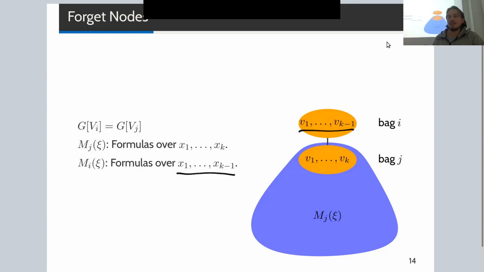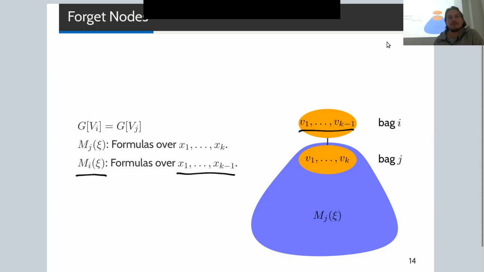Because the formulas don't have to use the variables. So the variables can officially be part of the input, but don't need to be used. So we also have the truth values on these formulas where the variable is not used. So this gives us the records for the bag that is one smaller. Any questions about this operation?